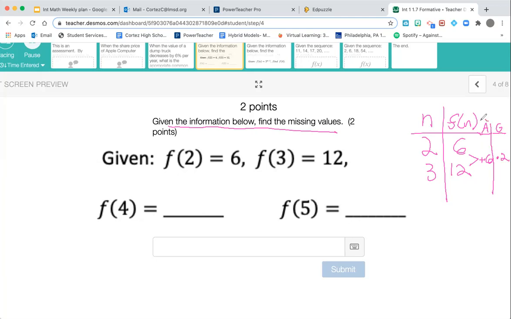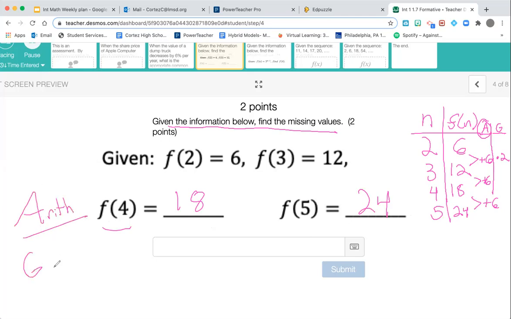For this, I'm just going to focus on the arithmetic. So 6 plus 6 gets you 12. 12 plus 6 gets you 18. That's f of 4, which is what we want. If we took this further, just adding 6, 18 plus 6 gets you 24. So this is for the arithmetic.